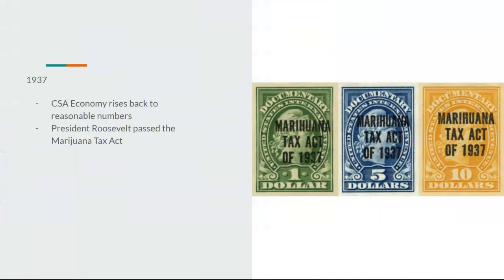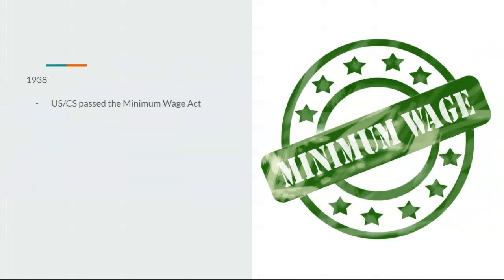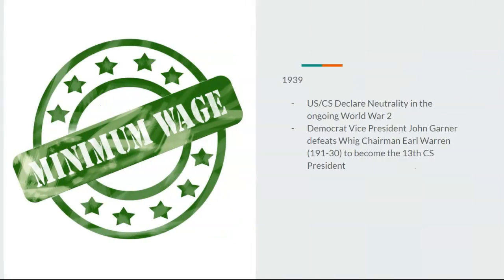1937, the Confederate economy rises back up to reasonable numbers. Martin King passes multiple tax cuts, multiple bills that would favor the economy, and it rises back up to where it was before the Depression. And Roosevelt passes the Marijuana Tax Act in this time. 1938, both countries pass the Minimum Wage Act, so there you go.